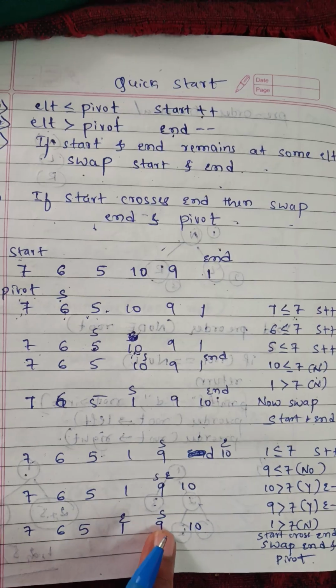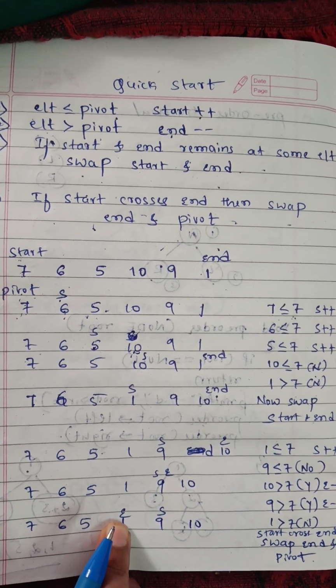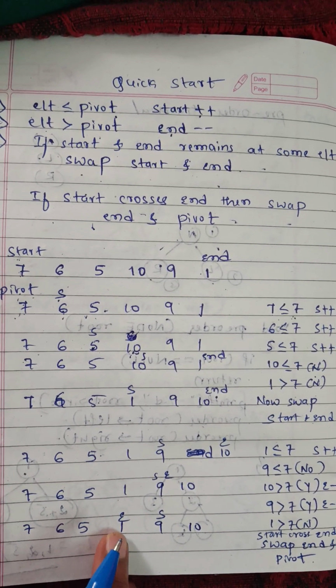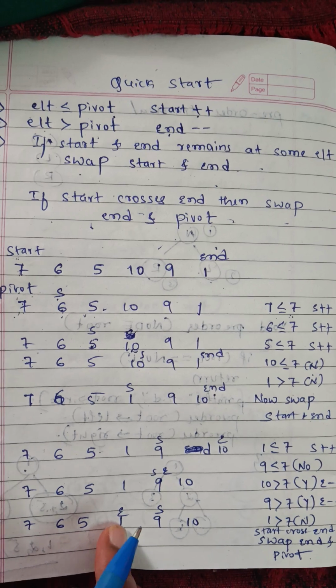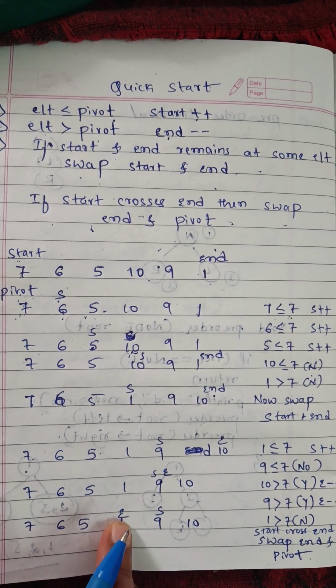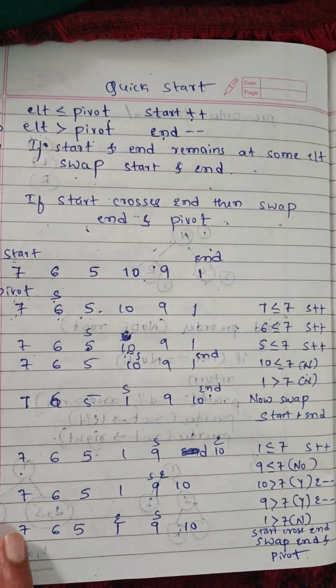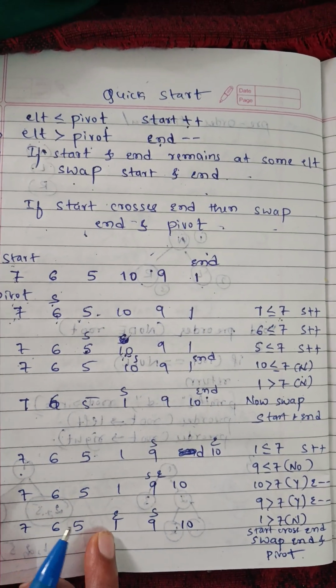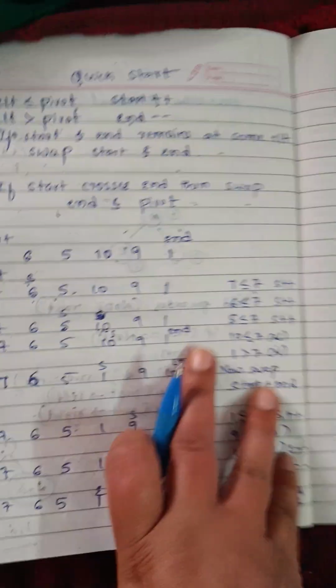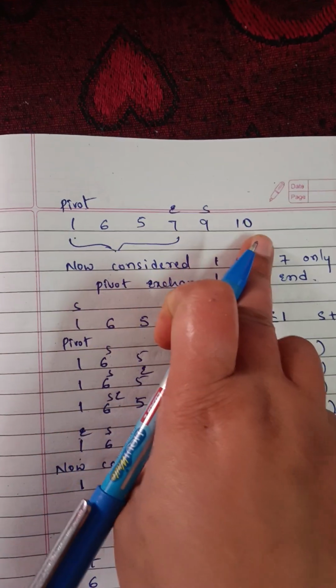Now what happens? The start crosses the end, right? At that time, once the start crosses the end, you have to swap which one? The end and the pivot value. 1 is shifted here and 7 comes in place of 1. Now the array looks like this.